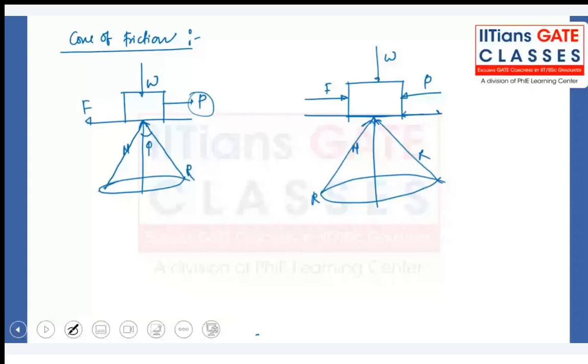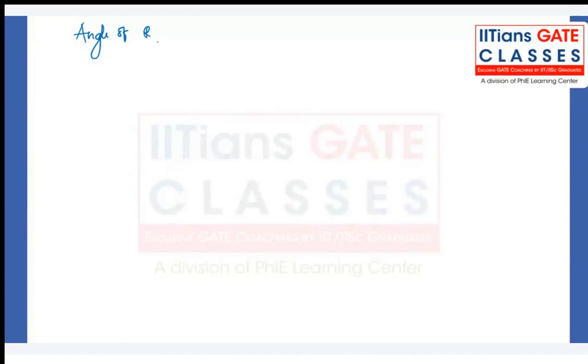Write down the heading: angle of repose. So here we'll see some applications of the coefficient of friction and angle of friction, whatever we have studied previously. Someone was asking us for the application of it. You can focus now.